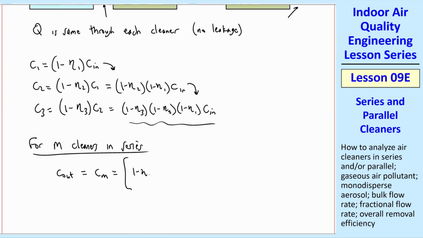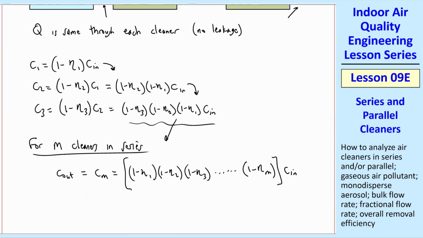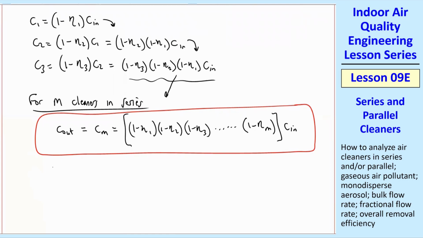I'll just reorder these 1 minus etas from up here. 1 minus eta 1, 1 minus eta 2, 1 minus eta 3, and we keep multiplying those till we get 1 minus eta m for the last one, quantity times C in. And then similarly, we can write an overall efficiency, which is always 1 minus C out over C in. This just ends up being 1 minus everything in the square brackets.